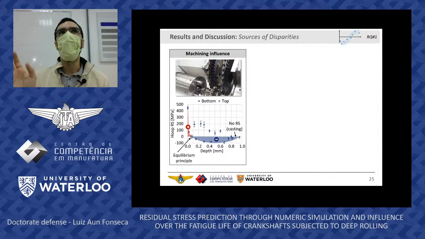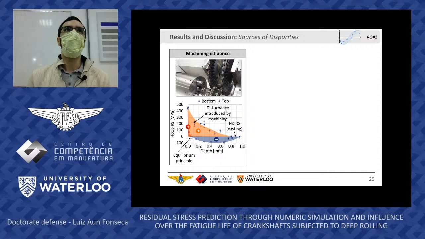And also, further in depth, we don't see much of a residual stress imprint, so we are attributing that to casting. But if we look at how the bottom part behaves, we think that this disturbance might be introduced by the machining process, which could have impacted the final residual stress state after deep rolling.